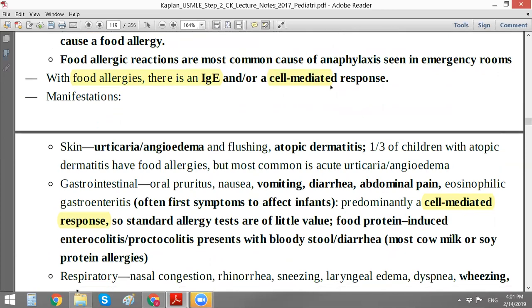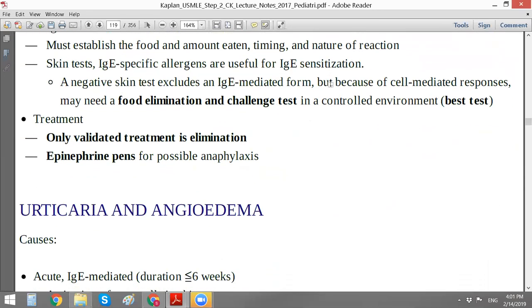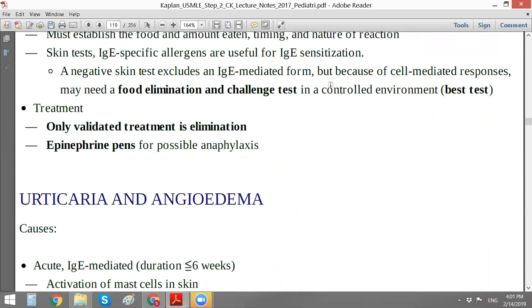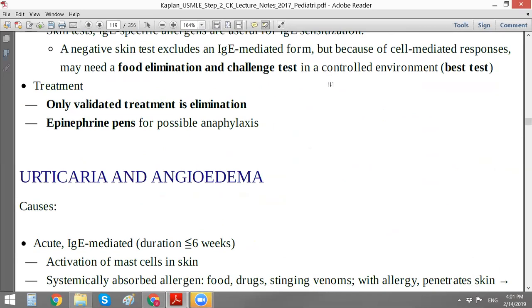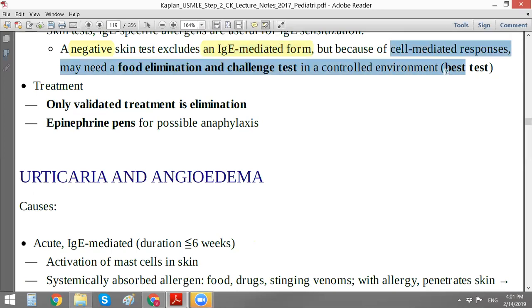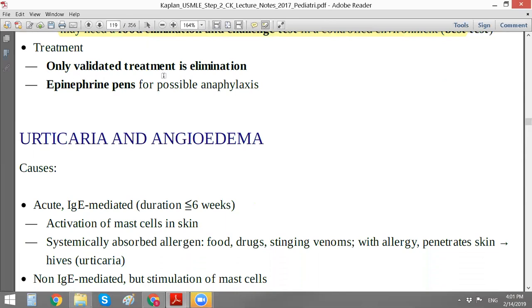Other features are respiratory: wheezing, asthma, hypotension. You must establish the food, amount eaten, timing, and nature of the reaction. IgE-specific allergen skin tests are useful for IgE sensitization. A negative skin test excludes an IgE-mediated reaction, but because of the cell-mediated response, we need a food elimination and challenge in a controlled environment. That is the best. The only validated treatment is elimination and EpiPen.